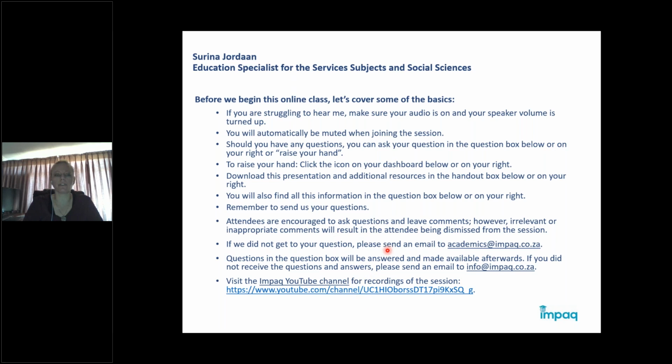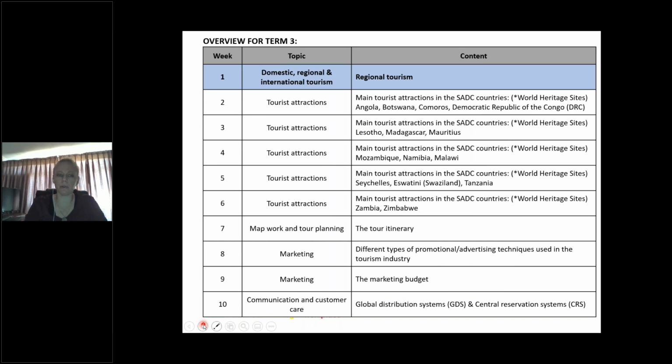Okay, so let's start with our session today. Before we begin, I just quickly want to show you an overview of term 3. So this is what the weeks will look like. For now, we're going to discuss week 1 of term 3, which deals with the regional tourism.